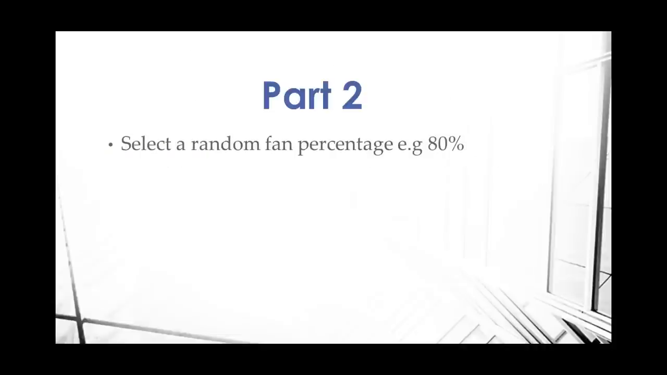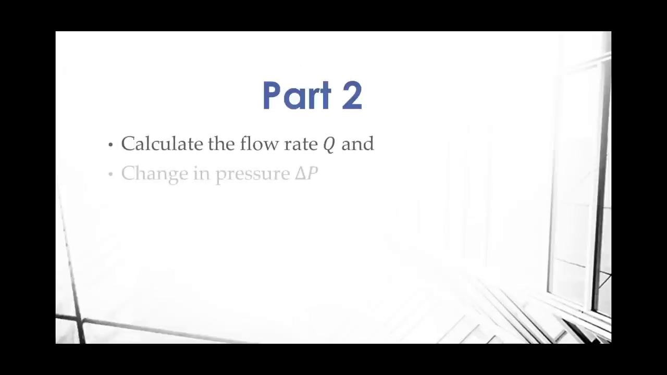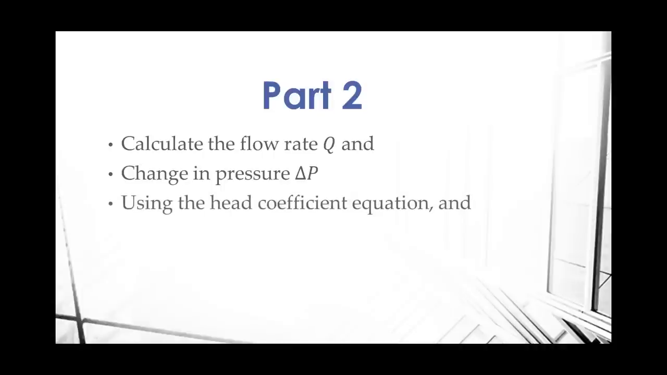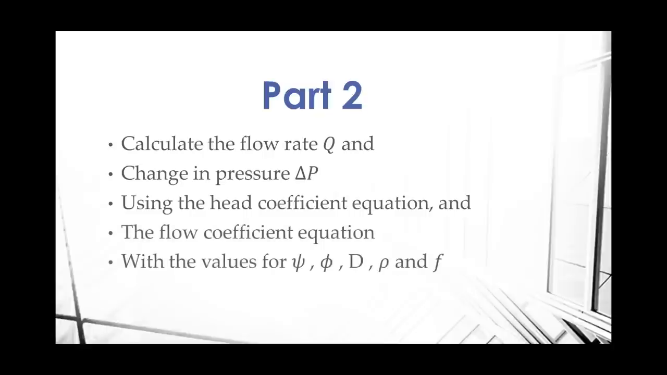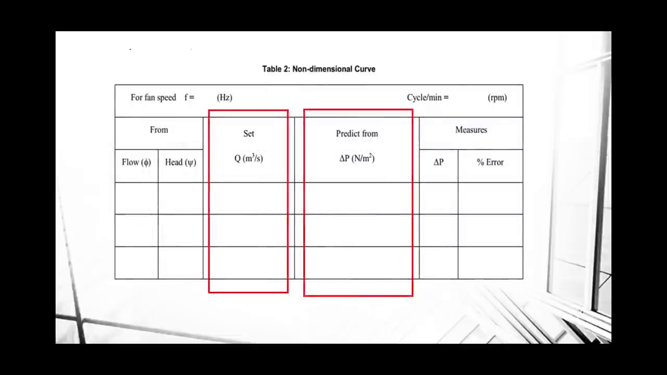Now you select some random fan percentage, for example, 80%. Type this into the program, turn on the fan, then find the frequency of the fan. The frequency for the fan will be given in RPM, and you must convert this to Hertz. Once you have this frequency, you can calculate the flow rate and the change in pressure using the head coefficient equation and the flow coefficient equation using these values you found. You can then put the flow rate and the change in pressure into this table.